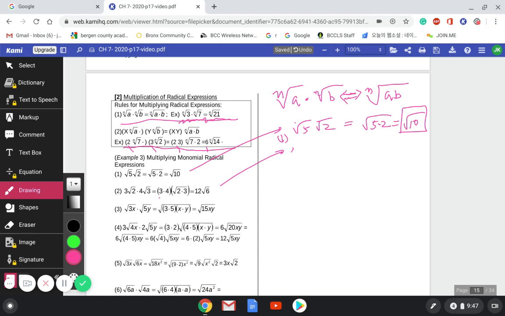Now, number 2, if you have 3 radical 2 times 4 radical 3, multiply the numbers outside together and combine inside together. So you end up with 12 square root of 6.